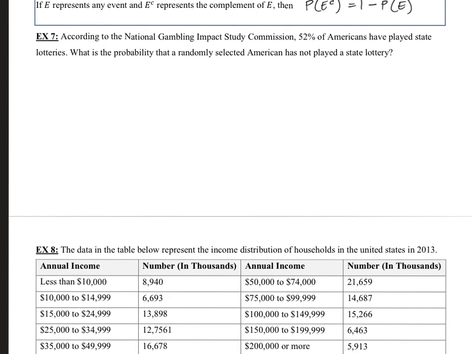Let's take a look at example 7. According to the National Gambling Impact Study Commission, 52% of Americans have played state lotteries. What is the probability that a randomly selected American has not played a state lottery? All right. Well, let's let E equal American has not played the lottery.